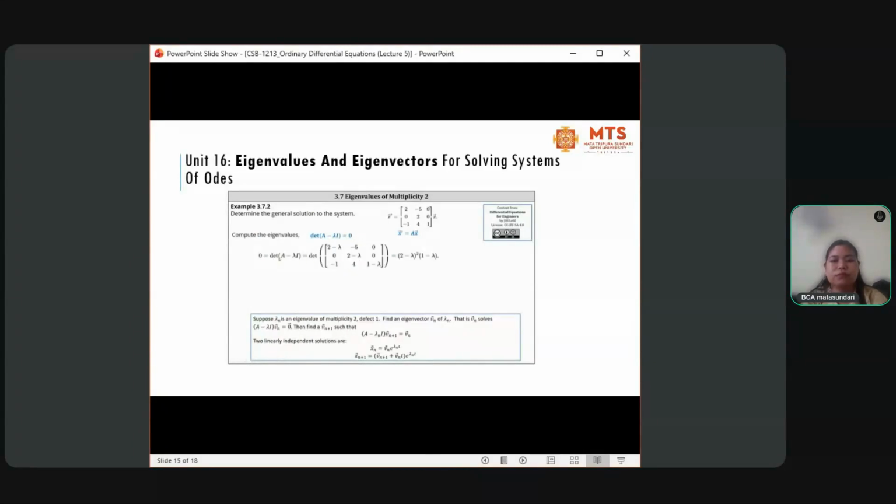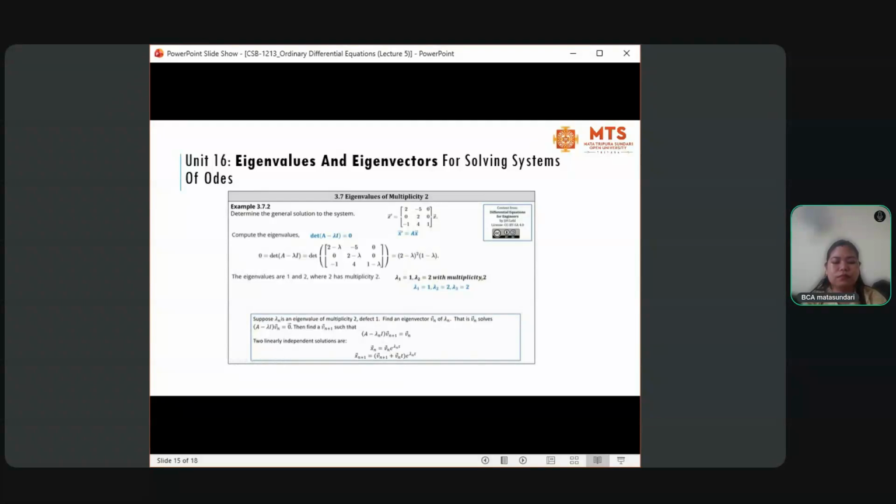To evaluate the determinant, it's best to use row 2 because row 2 has 2 0 entries. The result is the square of the quantity 2 minus lambda times the quantity 1 minus lambda equals 0, giving us eigenvalues of lambda sub 1 equals 1 and lambda sub 2 equals 2. Notice lambda sub 2 equals 2 has multiplicity 2.